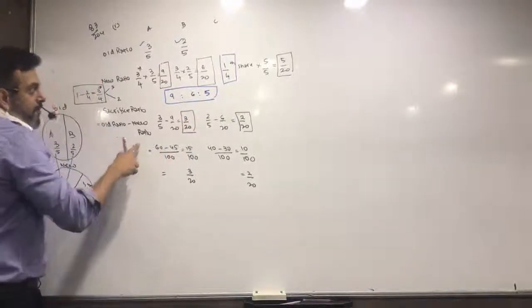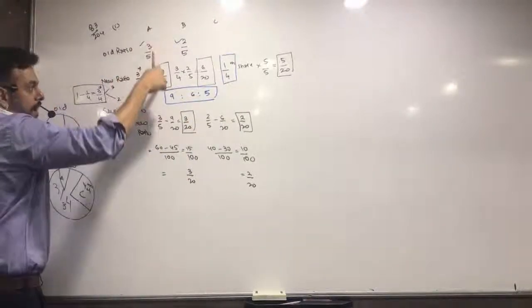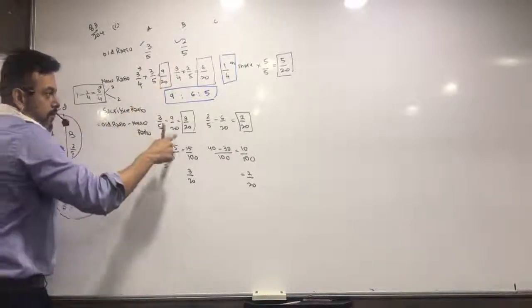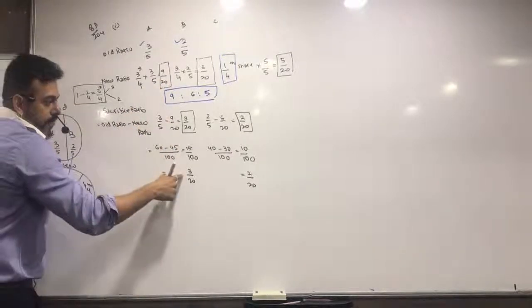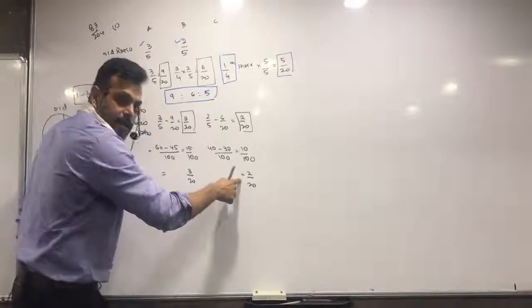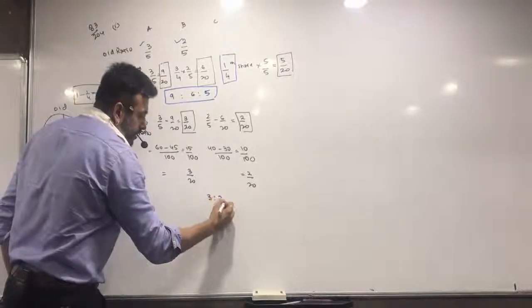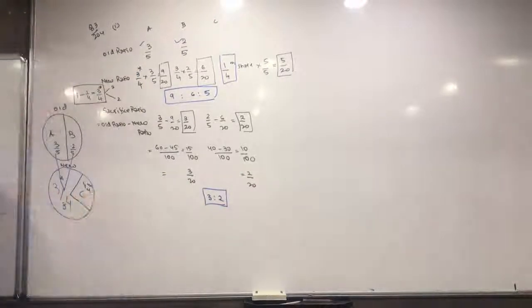And sacrifice, what we do is old minus new. So old minus new, we get 3/20 and 2/20. So sacrifice ratio is 3:2. Got it?